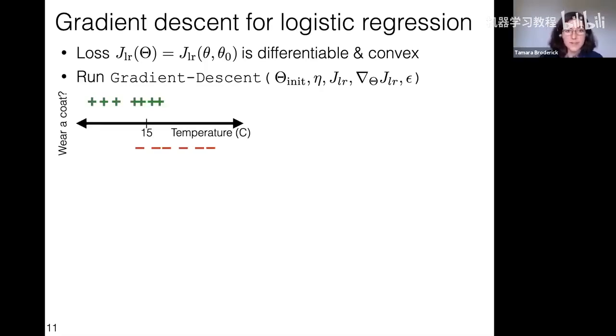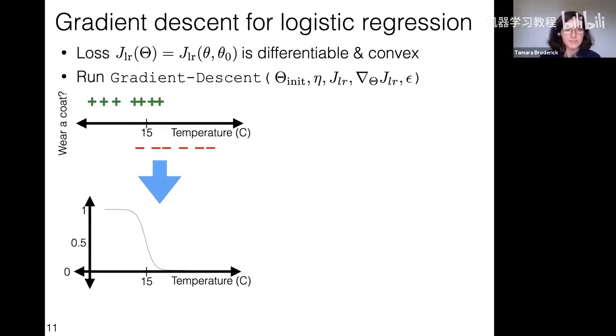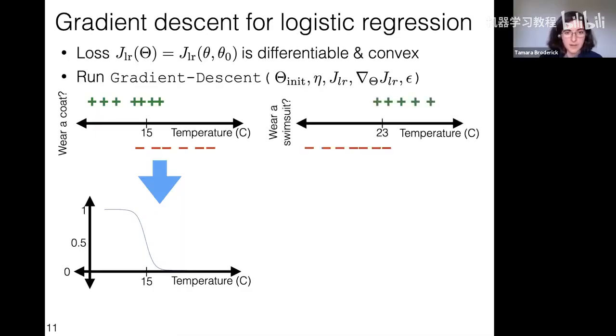In particular, we had this wear a coat problem from before. Am I going to wear a coat? This could be the data that I get. I run gradient descent, and this is what I might get out. In this particular case, I'm going to get out a theta and theta naught that describes one of these sigmoid functions that says I have a high probability of wearing a coat in the cold part of the temperature spectrum, a low probability in the hot part, and I'm not so sure in the middle.